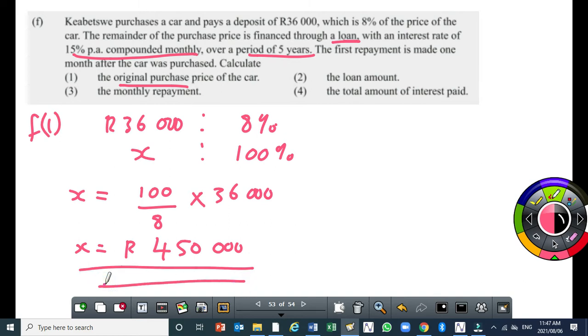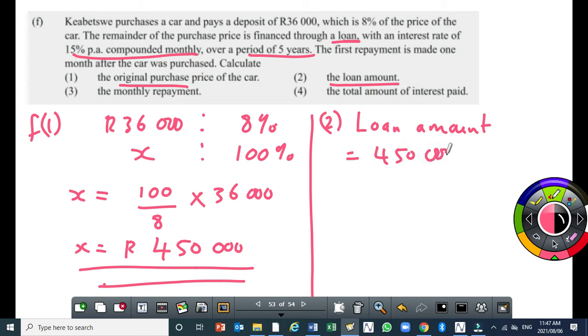Then the second one, the amount that was borrowed. Right? Now, the amount which was borrowed, obviously, if you know the total price of the car is 450,000, a person pays 36,000 deposit. So, the loan amount, this is so easy. The loan amount is going to be equal to 450,000 minus 36,000. This is common sense. So you get 414,000. So easy.